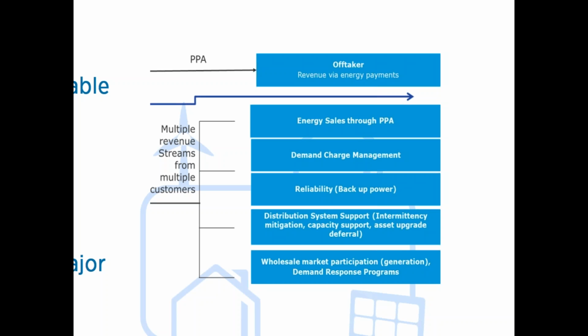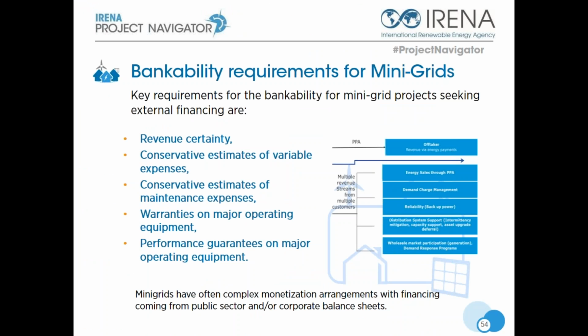But for a microgrid, there can be many different revenue streams, including demand charge management, payments for reliability, or supporting the distribution system, offering black start capability or backup power, and all these different options make it sometimes complex to explain to the investor where your revenues will come from and to get long-term contracts. So for the non-contracted revenues, if they are included in the model, they should be estimated in a conservative way.